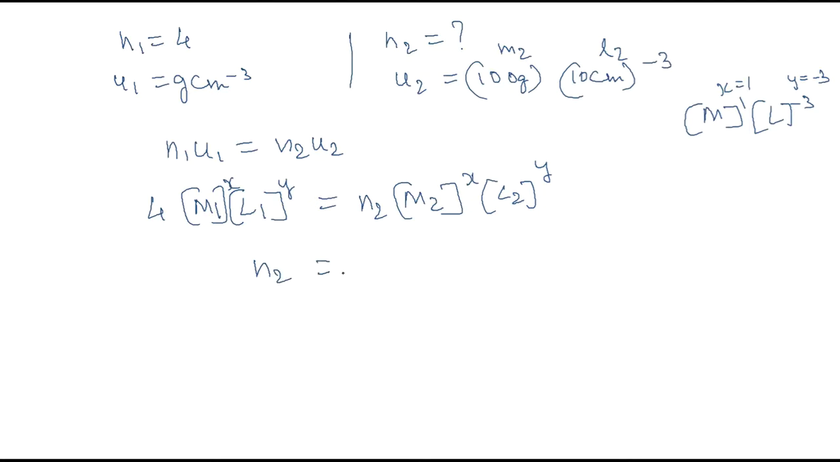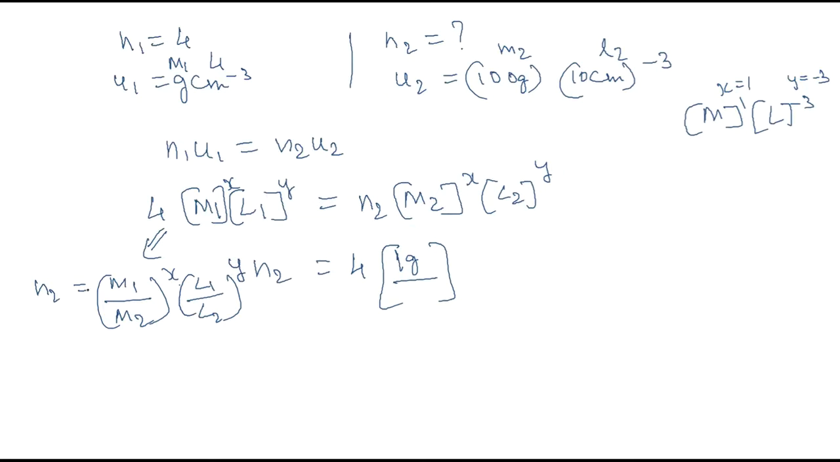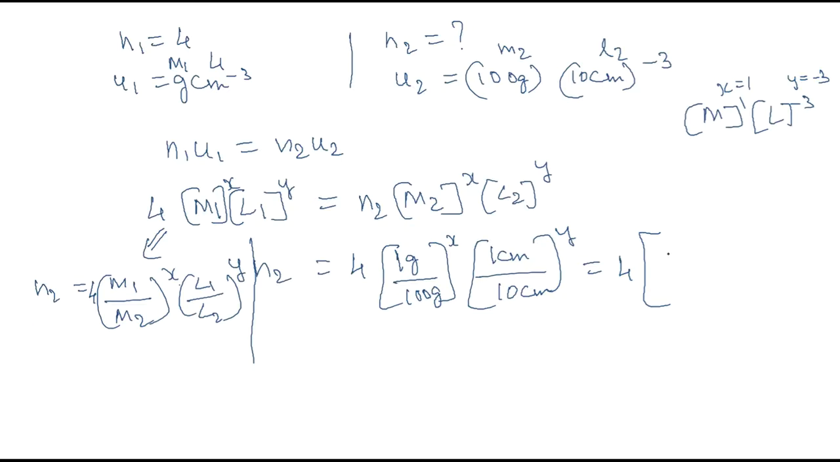So on substituting everything, we get N2 is equal to 4 times M1 by M2 power X, L1 by L2 power Y. So N2 is equal to 4 into 1 gram divided by the second unit of mass, 100 gram, power X, then length L1 equal to 1 centimeter divided by L2, which is 10 centimeter, power Y. Now we can substitute X and Y. 4 into 1 by 100 power 1, then 1 by 10 power minus 3, is equal to 4 into 10 power minus 2.